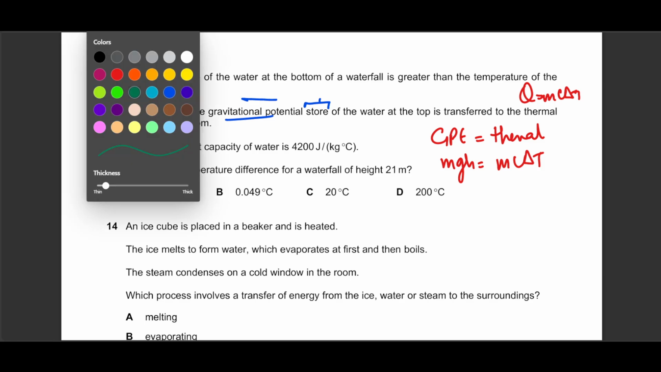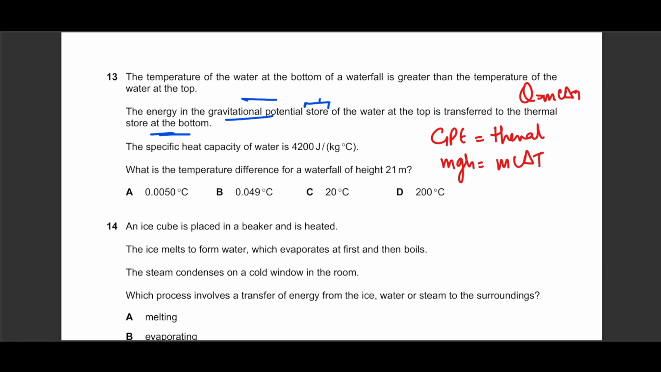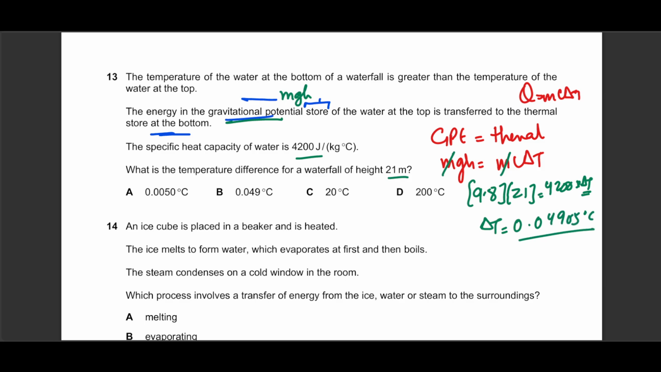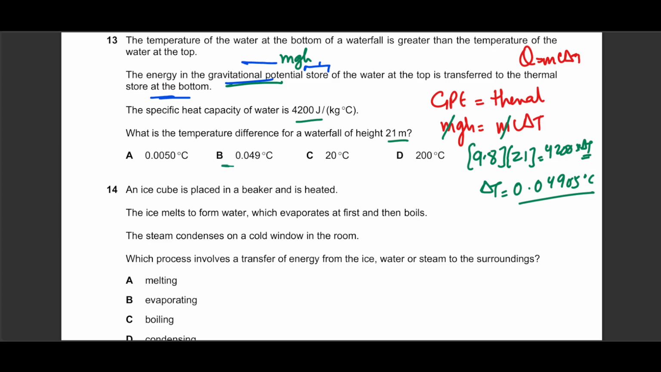Now this is the barrier that I've experienced in my classes, that students immediately jump on the formula, that mgh. So where's the mass? Always go to the end of the question, at least try to make an equation. You will realize that the mass cancels out on both sides. So g is 9.8, the height from which it was falling is 21 meters, c is 4200. And delta T is what we're trying to find out. If you find delta T, you will realize that this comes out as 0.04905 degrees centigrade. So this will be option B.